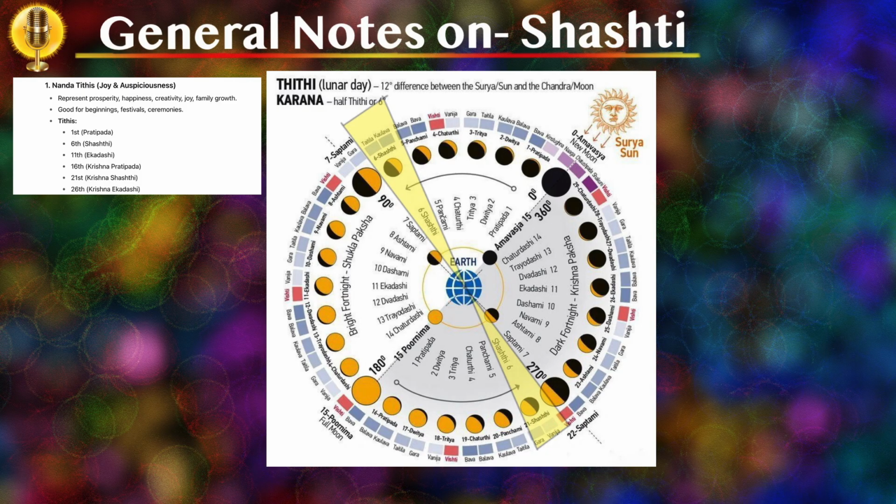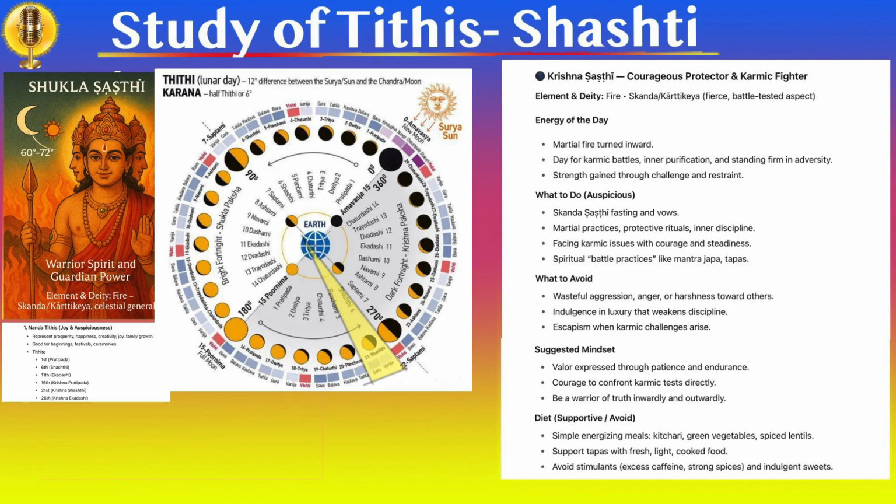Now let's see the Krishna and the Shukla parts. As always, in the Krishna part of the Shashti or Krishna part of any Tithi, the energy is directed more inwards, isn't it? So the energy of the day is a fire turned inward, meaning inward purification, doing quietly inward work and probably deeply examining all your deeply held structures and belief systems. A day for karmic battles, inner purification, and standing firm in adversity. To face your inner demons using your inner fire of Agni and blessings of Lord Kartikeya, you can do this. Strength gained through challenge and restraint.